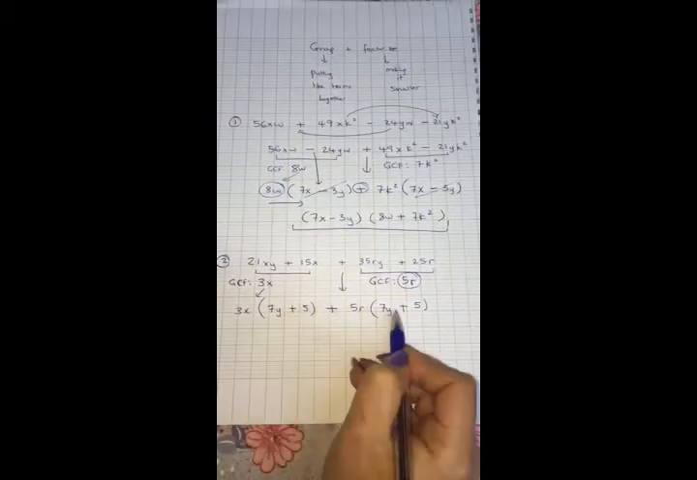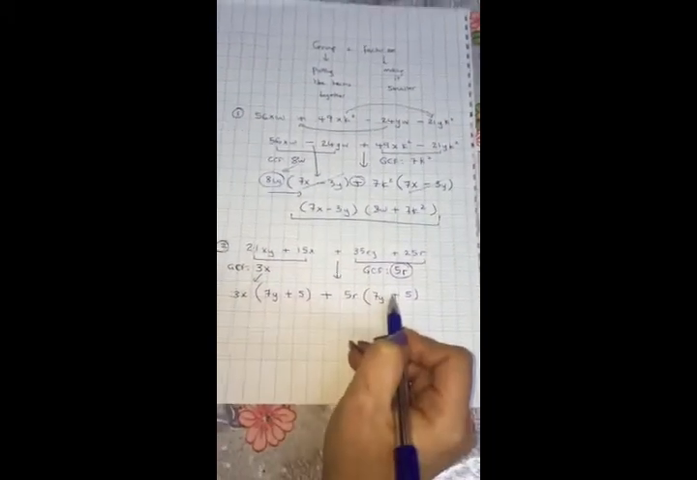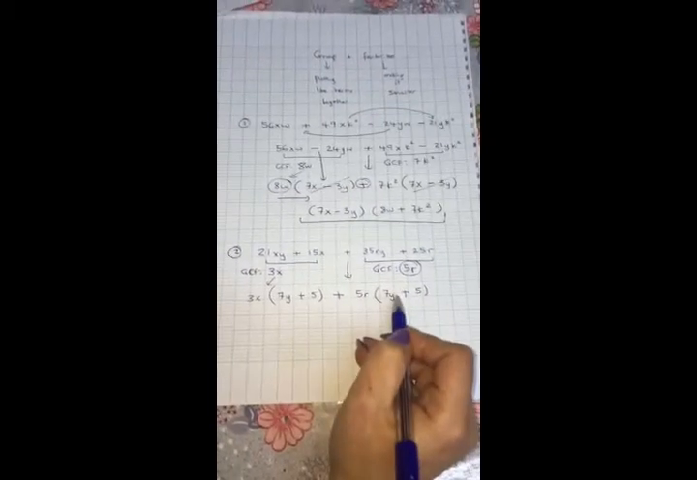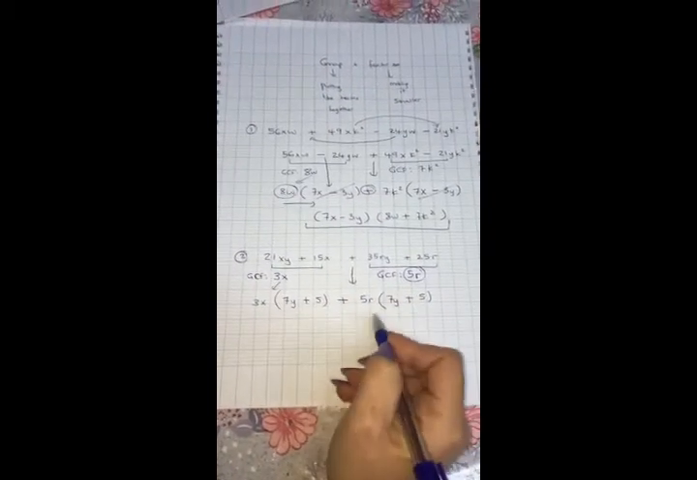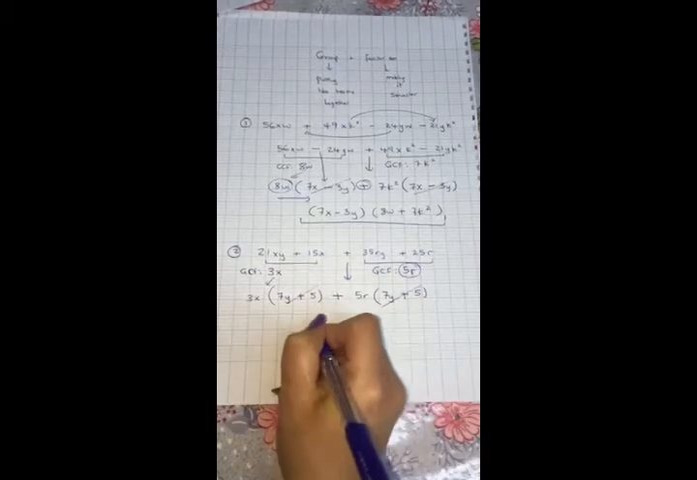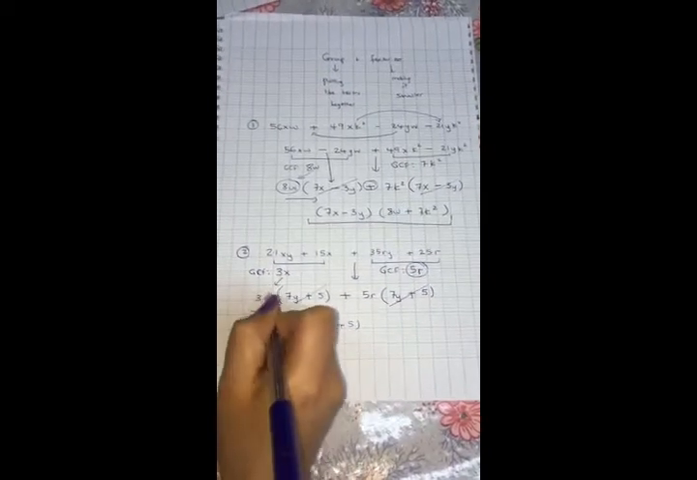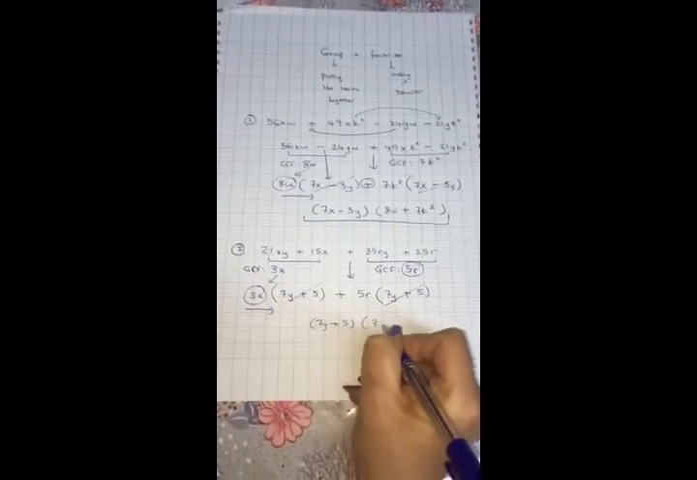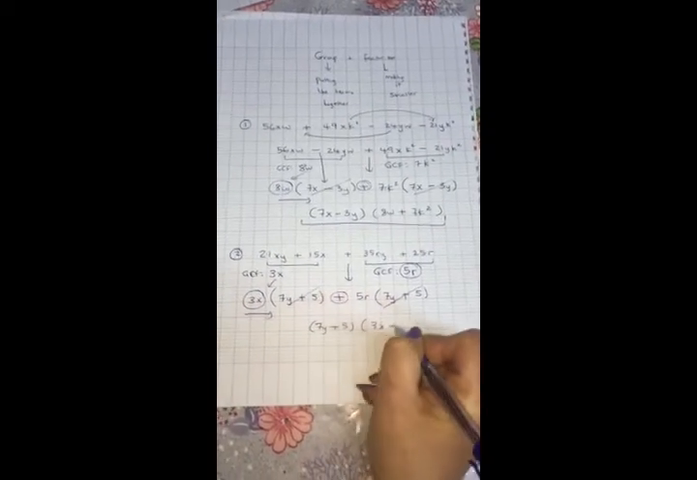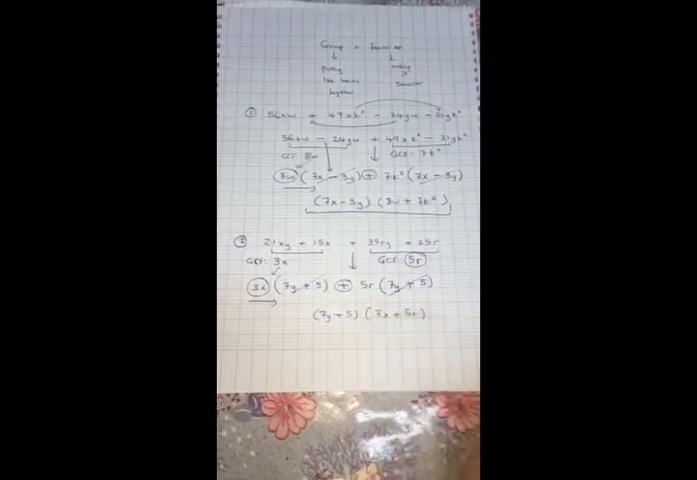These two parentheses should always be alike. If they're not, either I need to change my sign or there's something wrong with what I've done. This I bring down as an answer, and I bring what's left from left to right. I have the 3x in another parenthesis, the plus sign, and the 5r.